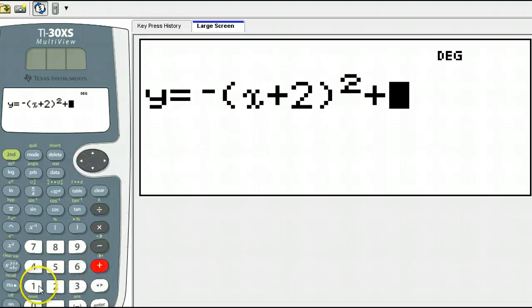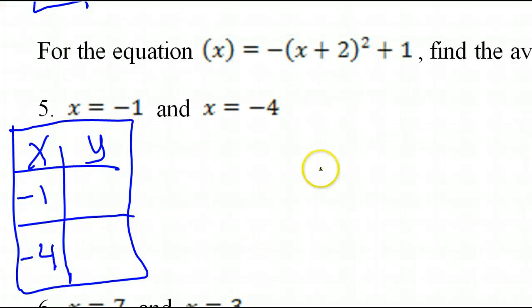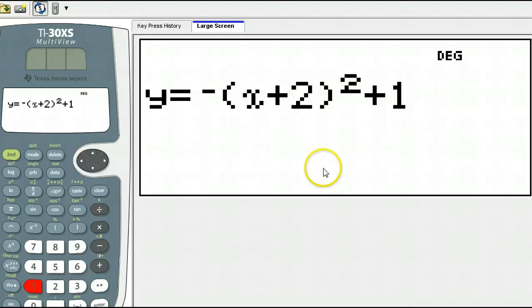And I believe it was like plus 1 or something. Let's take another look. Negative x plus 2 squared plus 1. Negative x plus 2 squared plus 1. All right, great. So I just hit enter.